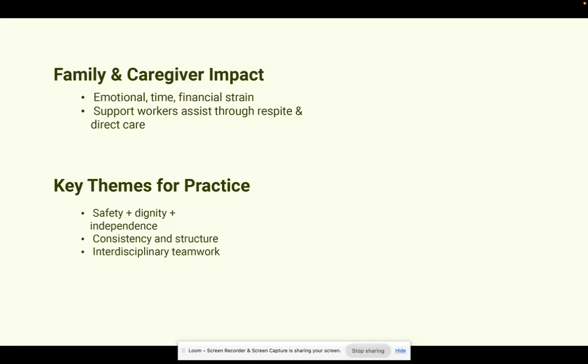So make sure of the key themes for practice, if you're taking care of these disorders or disabilities: make sure safety is number one priority. Second, dignity. Even the fact that they have these developmental disorders, even the fact they are slow, or they cannot communicate, or they cannot think well, or whatever the condition is, make sure we maintain their dignity. Remember, it's part of the DIPS and it's number one of the DIPS process.